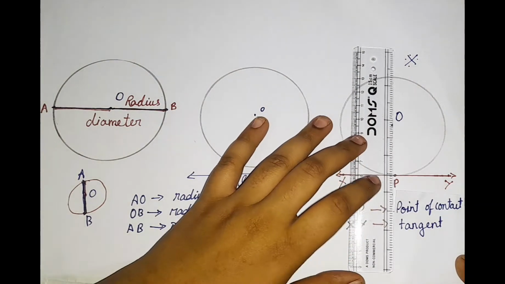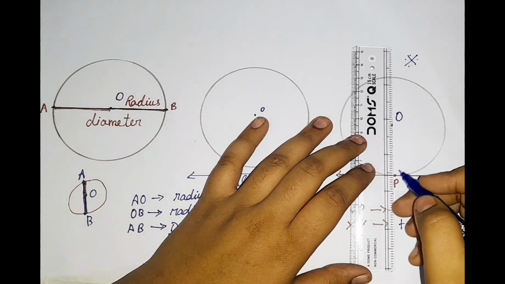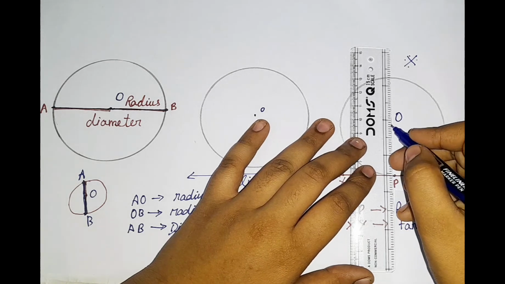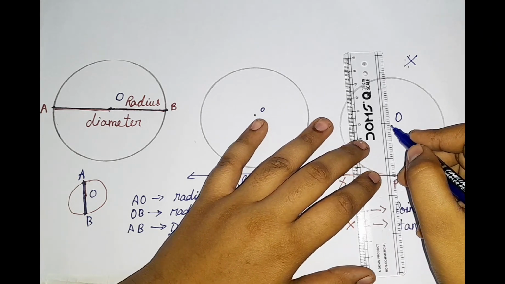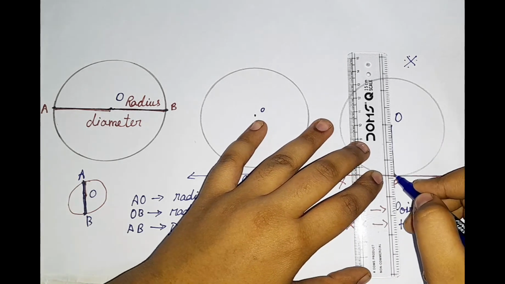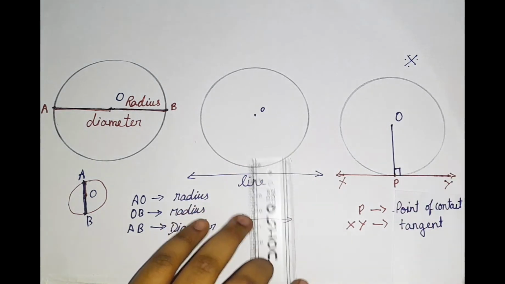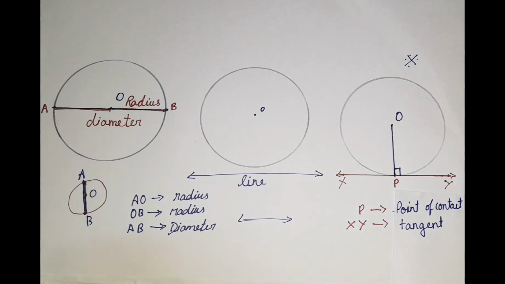Here, this point is there, right? If this point is touching the center point, then it is perpendicular. So we are supposed to denote that it is perpendicular.